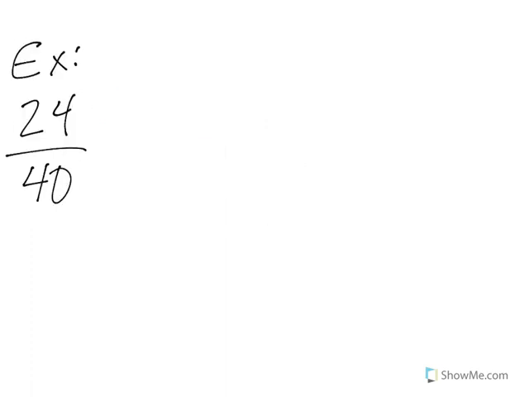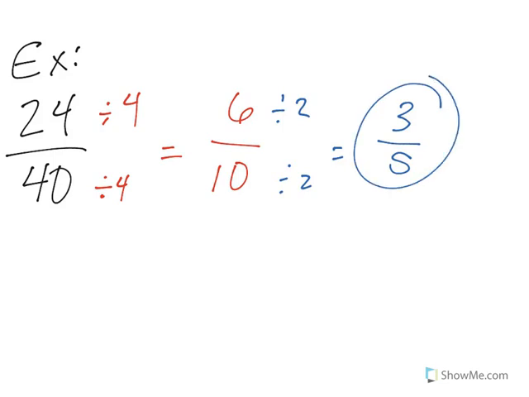Let's do just one more. 24 over 40. Now you could start by saying they're both even, I can go by 2, but I also know that 24 and 40 are both divisible by 4. They're also both divisible by something else. So again, it doesn't matter what you start with. So 24 divided by 4 is 6, 40 divided by 4 is 10. So now I can divide by 2, and I end up with 3/5. So you might have noticed with 24 over 40, if you started with 8, you would end up with 3/5.